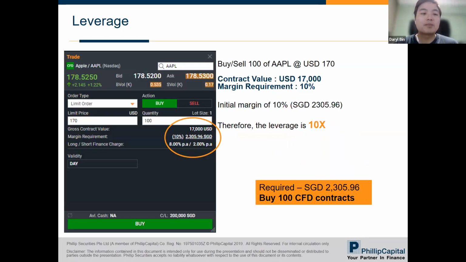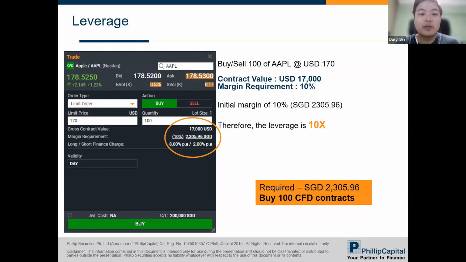Okay, so let me explain the definition of leverage in terms of numbers, which is easier for us to understand. If you have used our platform before and launched an order ticket, this is what you will see. Using Apple as an example, let's say we want to launch 100 Apple at $170. When you launch the order ticket, you will see the gross contract value, the margin requirement, and the long short financing charges.